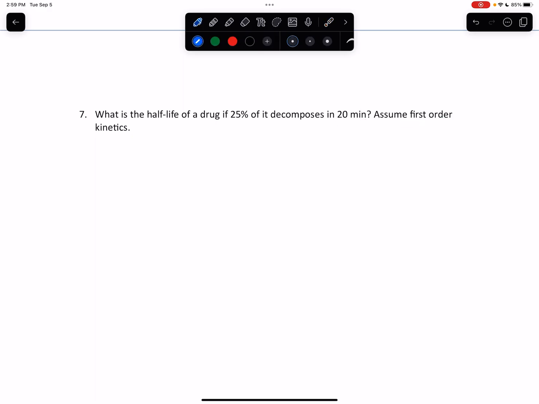All right, so to assume first-order kinetics, we should know that the expression for the integrated first order rate law is given by ln of A t is equal to minus k t plus ln of A naught, where A naught is the initial concentration, A t is the final concentration, t is the time, and k is the rate constant.